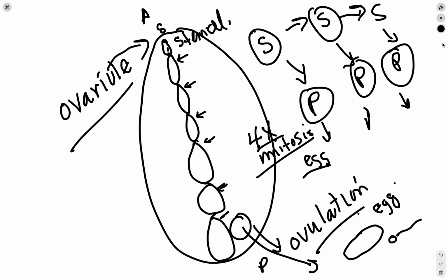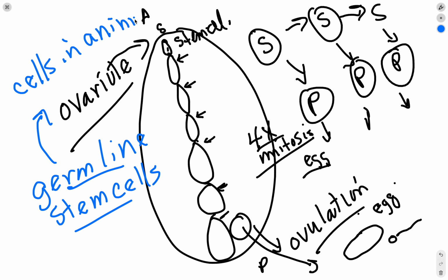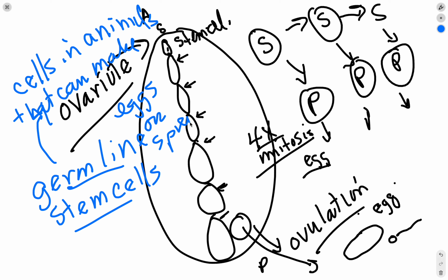These stem cells have a special term. They're called germ-line stem cells. And germ-line is a general term for cells in animals that can make eggs or sperm. That's the only cells in the body that can be sent on to the future.